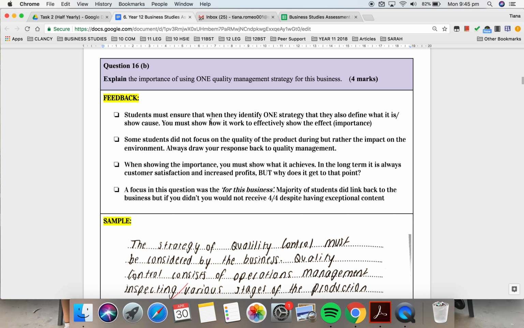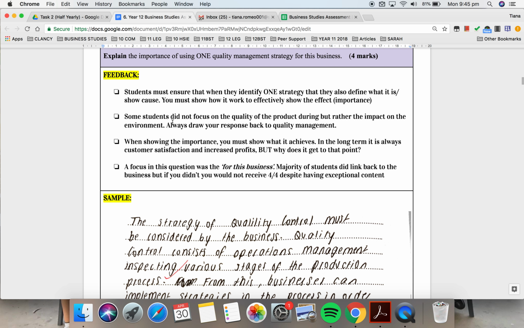Imagine you are presenting this to a business owner. They want to know why it's important. You can give them a whole list of reasons as to why one particular strategy is important. But if you don't show how it works, they will never see the importance.